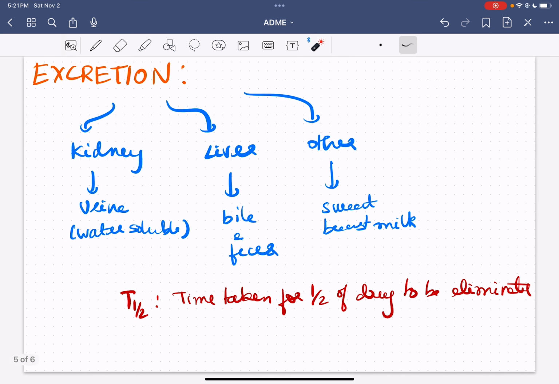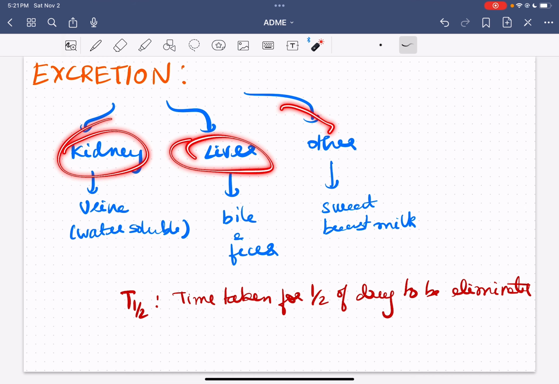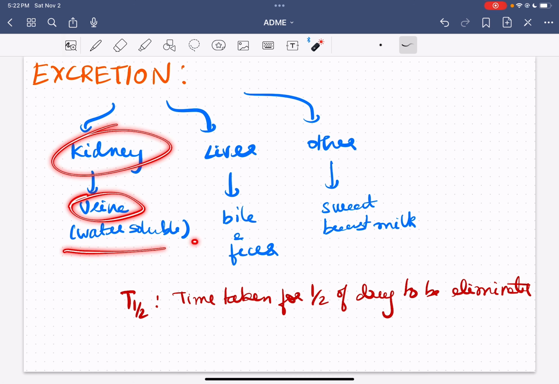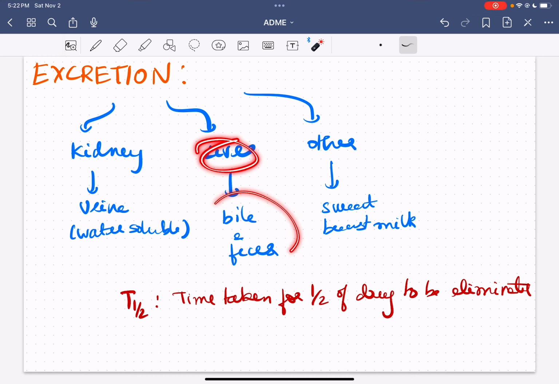Okay. Now to the final part of this discussion, excretion. So primarily the drugs are excreted through two major routes, the kidney and your liver. And there are some other less common routes like your sweat, breast milk, and exhalation of carbon dioxide, and all those things. But kidney, as I said, urine, water soluble. Okay, liver through bile and your feces. Some drugs are put in the bile, and what happens to the bile? The bile is present in your feces, right? So it gets excreted as your feces.